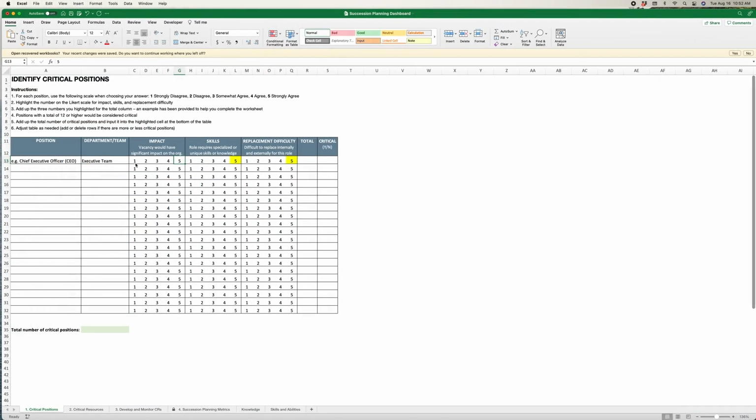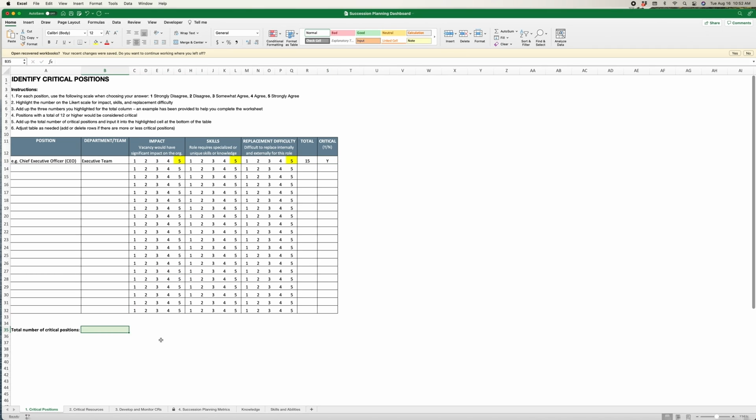For each position, use the following scale when choosing your answer. 1 strongly disagree, 2 disagree, 3 somewhat agree, 4 agree, or 5 strongly agree. Highlight the number on the Likert scale for impact, skills, and replacement difficulty. Add up the 3 numbers you highlighted for the total column. An example has been provided for you to help you complete the worksheet. Positions with a total of 12 or higher would be considered critical.